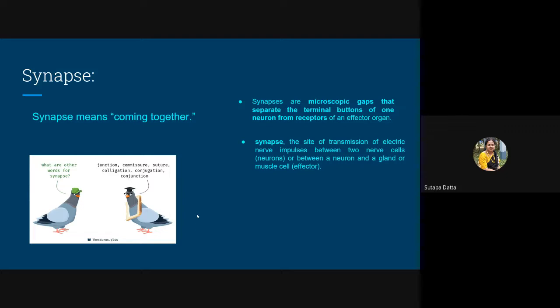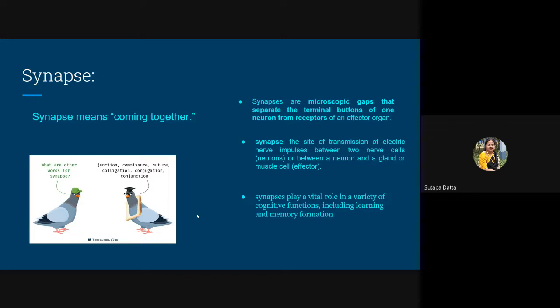or other sensory organs. Okay, so we can say that the synapse is the site of transmission of electric nerve impulses, and these impulses are carried between two nerve cells, as I have told, or between a neuron and a gland cell, or a muscle cell. So here, the gland cell or the muscle cell acts as the effector organ.